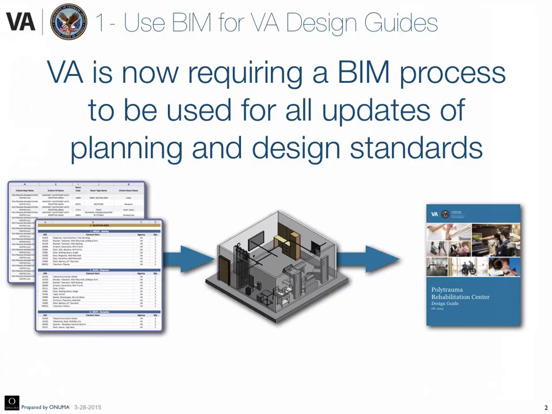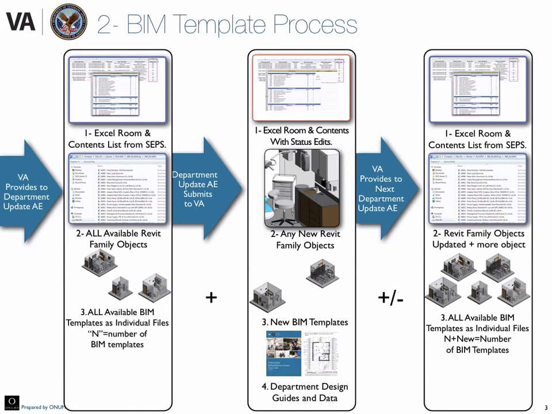So as a baseline, VA is now requiring a BIM process to be used for all updates of planning and design standards. There's already a VA BIM guide for projects, and now we're asking that the same happens for the updating of the planning and design standards that go into SEPs ultimately. And the BIM template process will go into the details of this, but essentially VA will be providing 3 different file types to the consultants.